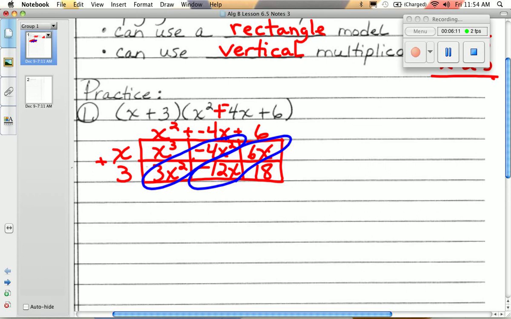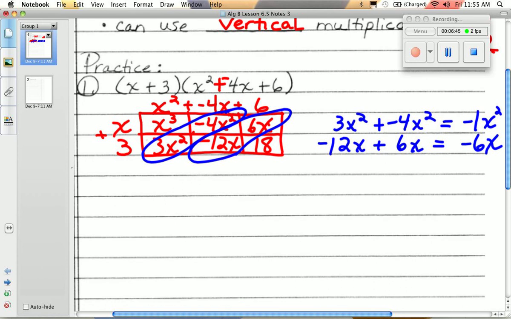And are those the only groups of like terms we have? Yeah. Okay, let's just go over here to the side, and let's add those like terms together. We have 3x squared plus negative 4x squared. What's that become? Negative 1x squared. And then let's do the other group of like terms. We have negative 12x plus 6x. What's that become? Negative 6x.